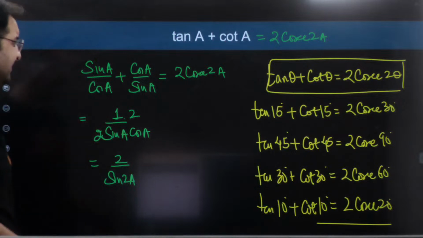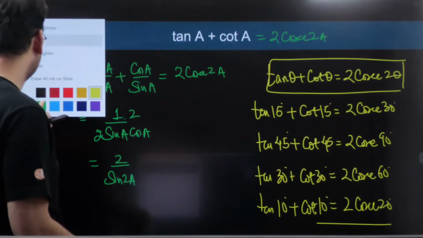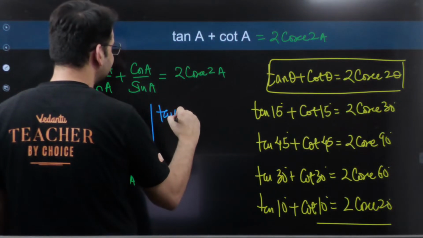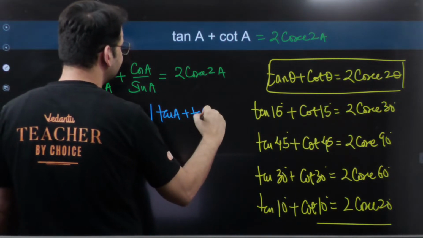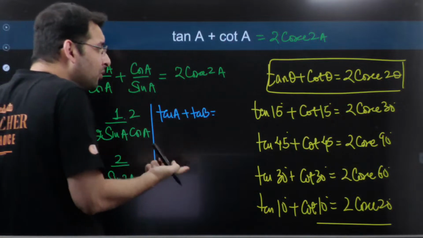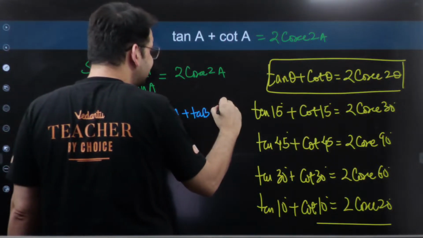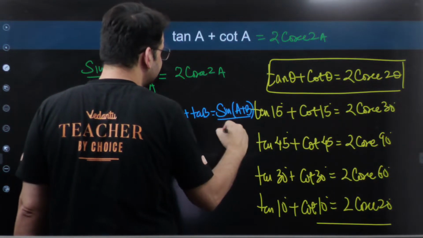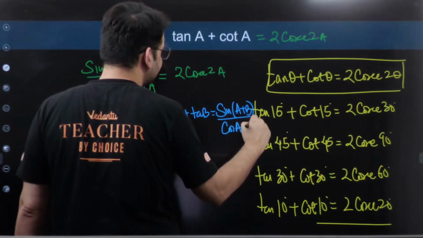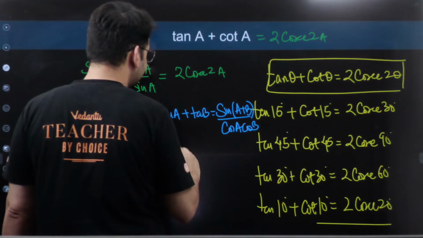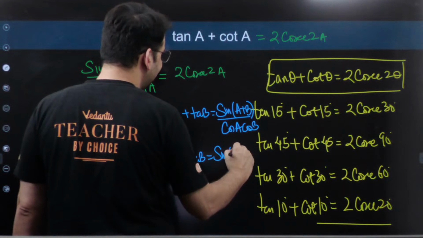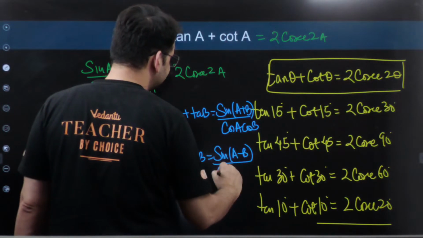Right? Apart from this, you can also, if possible, remember these kinds of things. For example, tan A plus tan B. Even if you don't remember the formula, you should know that this can be converted into this kind of expression, sin of A plus B upon cos A cos B. Tan A minus tan B is sin of A minus B upon cos A cos B.